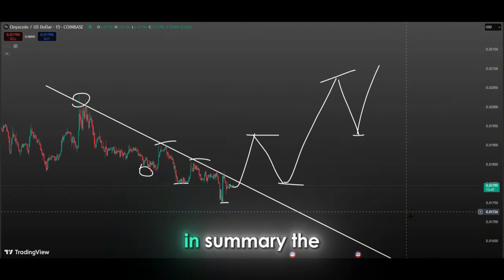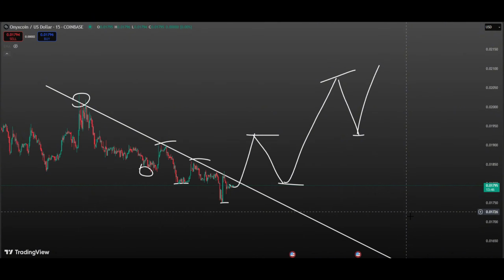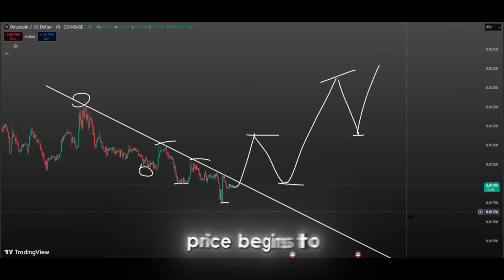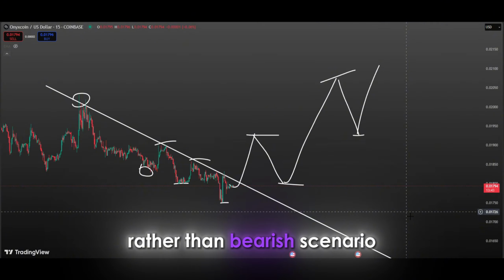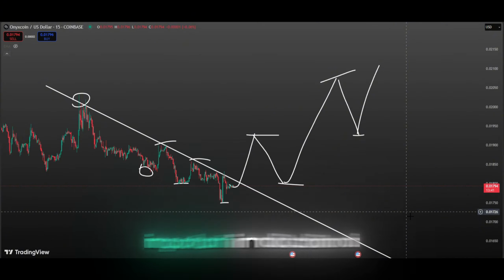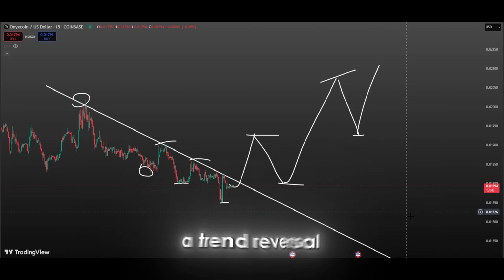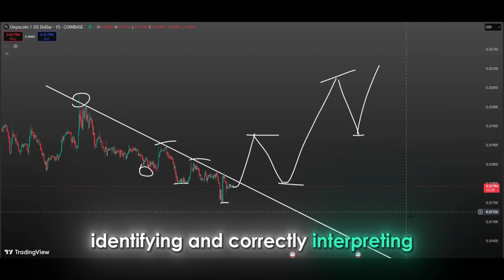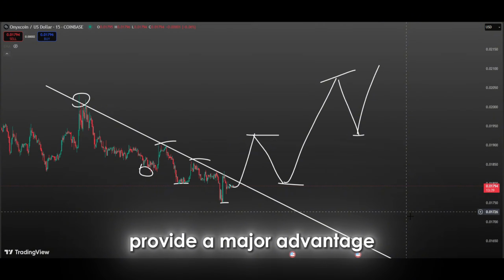In summary, the current chart still reflects a downtrend. However, if the price begins to form a higher low followed by a higher high, this will signal that the market is now pricing in a bullish rather than bearish scenario. For investors, this structure is the first and most important indication of a trend reversal. Identifying and correctly interpreting this setup can provide a major advantage for those looking to position themselves early.